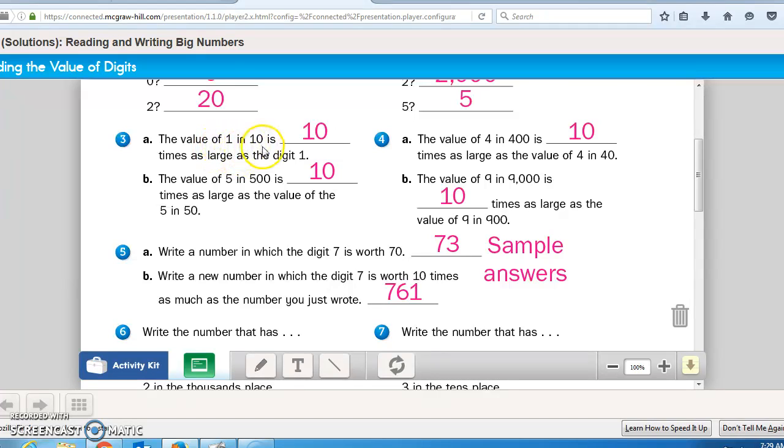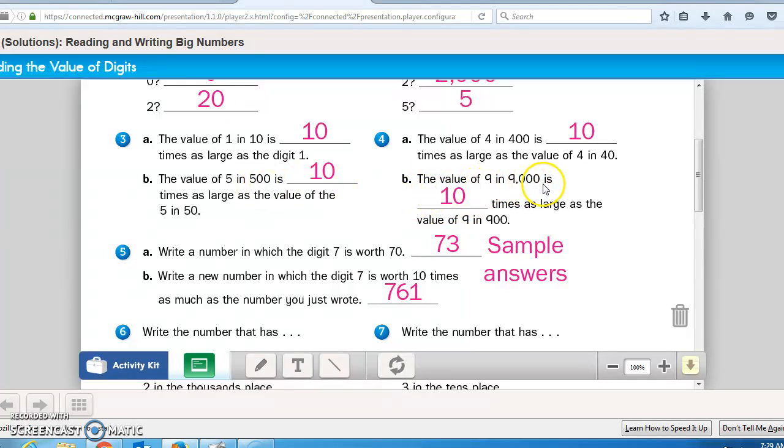The value of 1 in 10 is 10 times as large as the digit 1. How do we know? Because 1 times 10 gave us 10. The value of 4 in 400 is 10 times as large as the value of 4 in 40. How do we know that? Because 40 times 10, our answer, is 400. The value of 5 in 500 is how many times as large as the value of the 5 in 50? Well, 50 times 10, our answer, is 500.